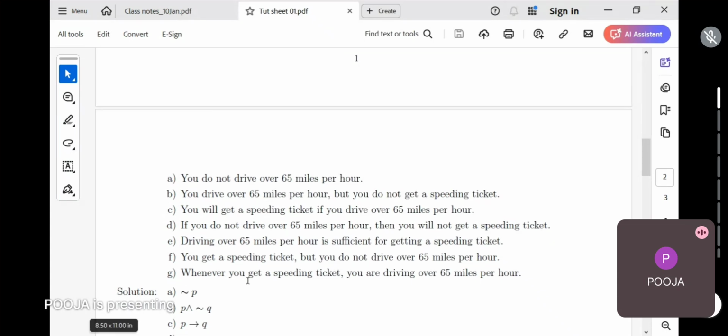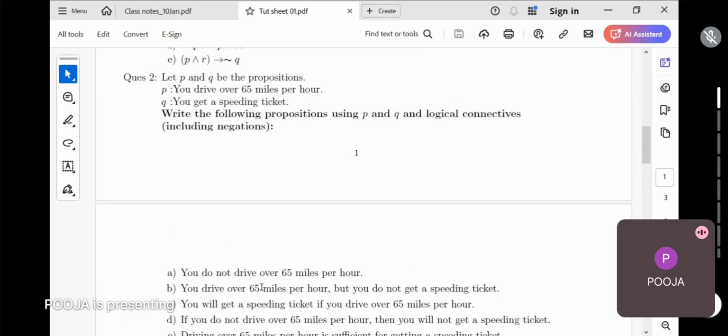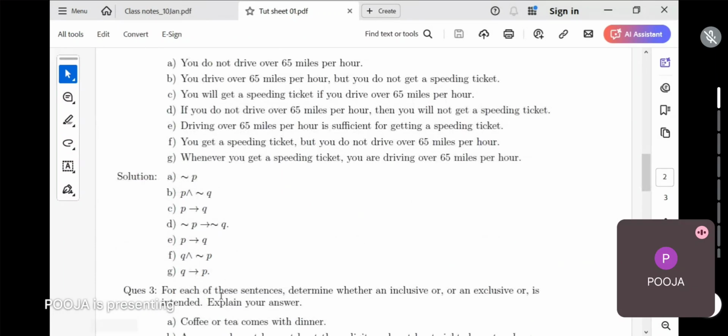तो जब भी आपके पास है whenever you get a speeding ticket, you are driving over 65 miles per hour. सो इसका मतलब क्या हुआ, Q whenever P, whenever you get a speeding ticket, मतलब whenever P, तो Q इसमें क्या हो गया, you are driving over 65 miles per hour. इसका मतलब हुआ if you get a speeding ticket, then you are driving over 65 miles per hour. तो इसका मतलब get a speeding ticket was P, if P then Q, तो answer will be P implies Q.